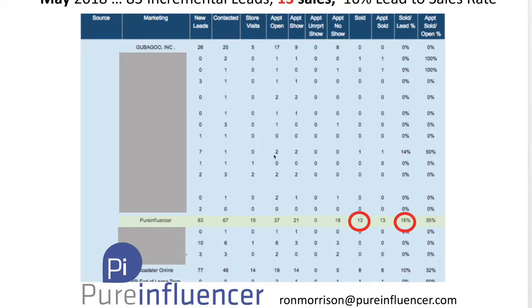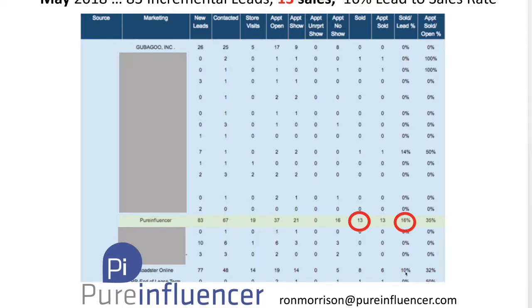For example, this is a screenshot from a DealerSocket internet lead source report from one of our clients, Rick Case Hyundai down in Southern Florida. You can see in the month of May, Roadster Online is where they drive their leads from their website. At Roadster Online, they drove 77 leads that month. They sold 8 of those vehicles for a 10% lead to sale rate.